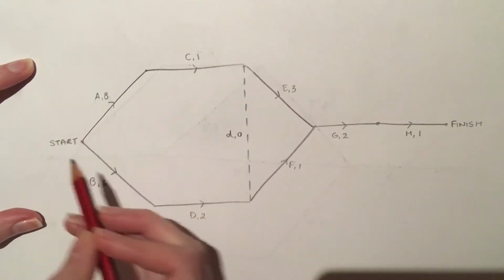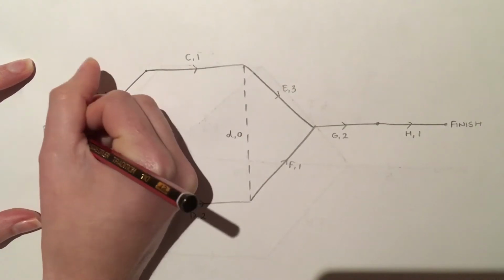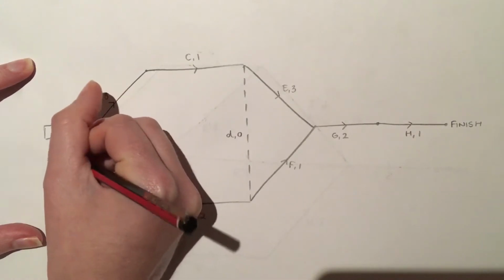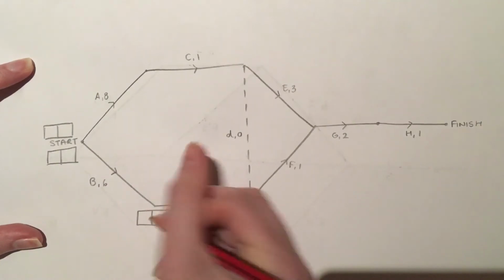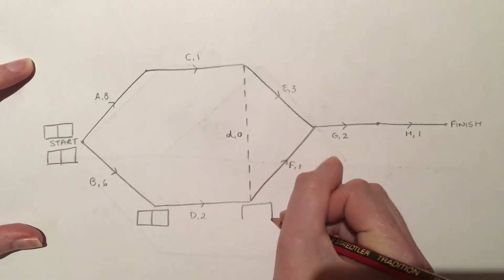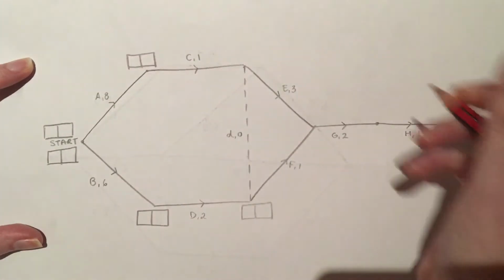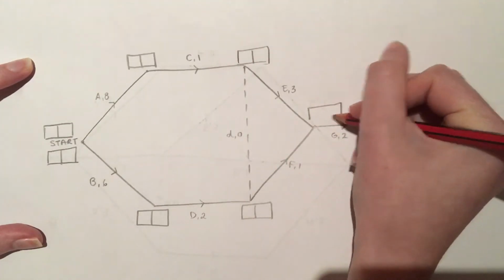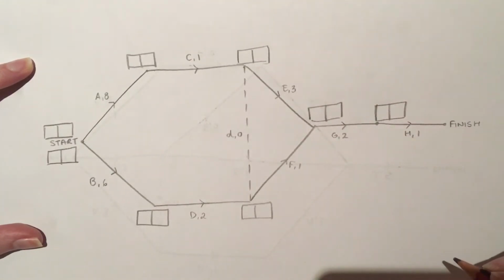So we need a box for line A. So I'm going to draw it there, and then a box for line B as well. So I'm going to draw it there. I need one for D and one for F and one for C up here and for E, for G and for H. And then you also need an extra box at the finishing point.